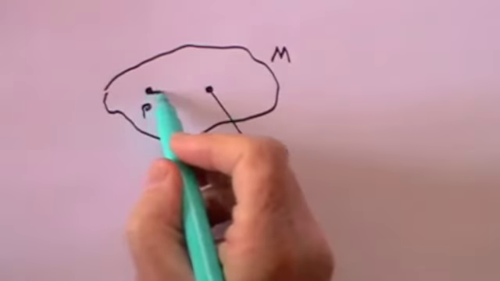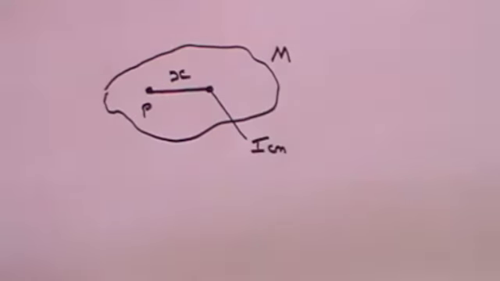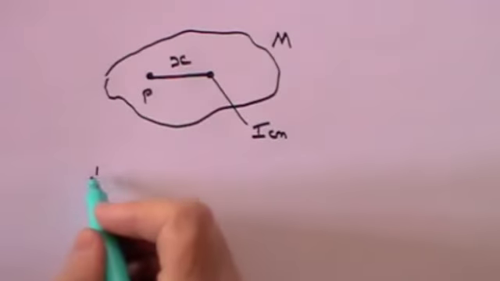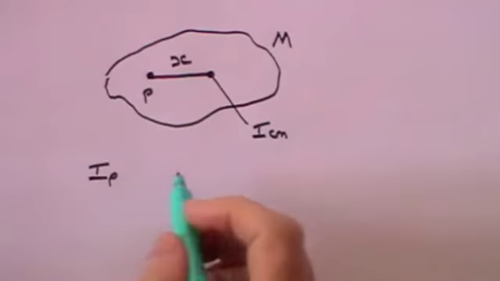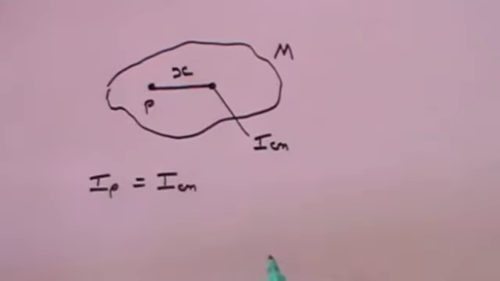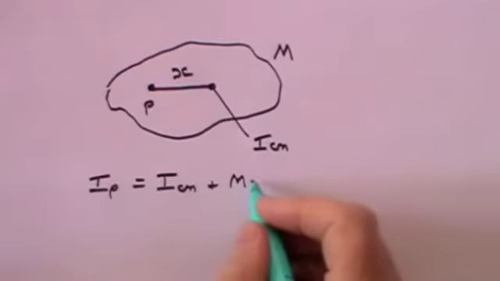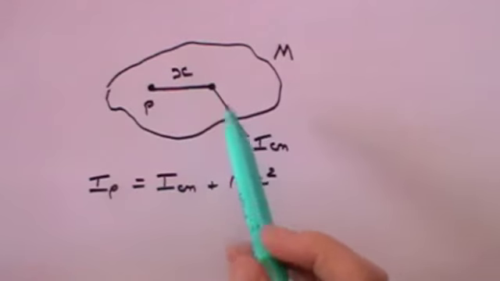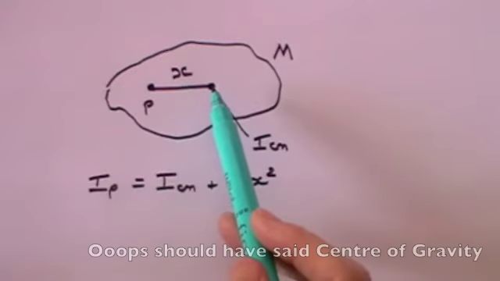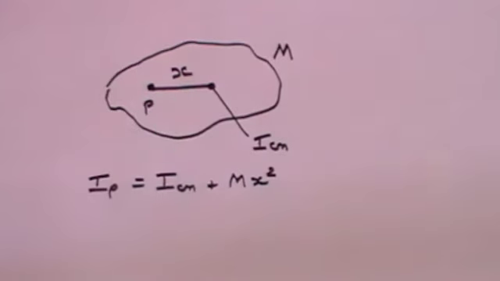if you want to pivot it at any other point, which we'll call point P, such that point P is a distance x from the centre of mass, then I'm going to show you that the moment of inertia about point P is equal to the moment of inertia about the centre of mass plus m, the mass of the body, times x squared, where x is the distance between the centre of mass and the point that you want to use as a pivot.